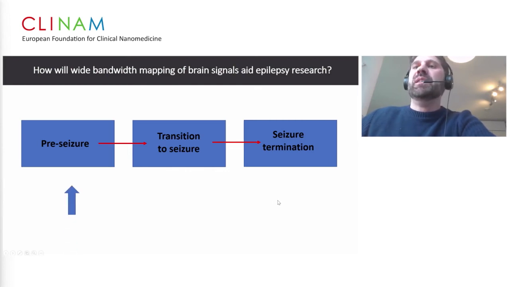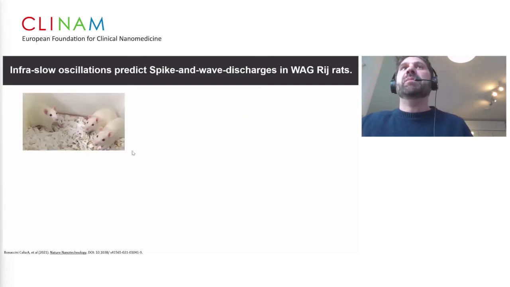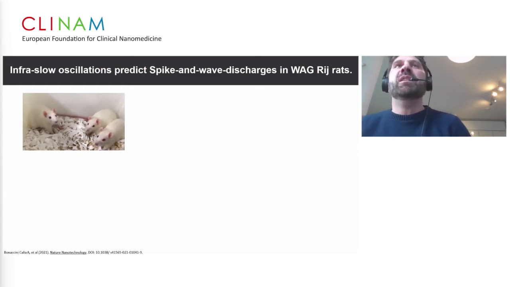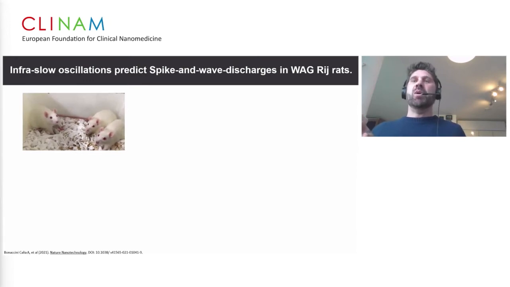So let's start with the pre-seizure. And to do this, I'm going to use a rat model of absence epilepsy. So these are WAG/Rij rats, which are a model of absence epilepsy. And here's a cage with all three of them having an absence seizure at the same time. And you can see that they're just kind of frozen, their head bobs.